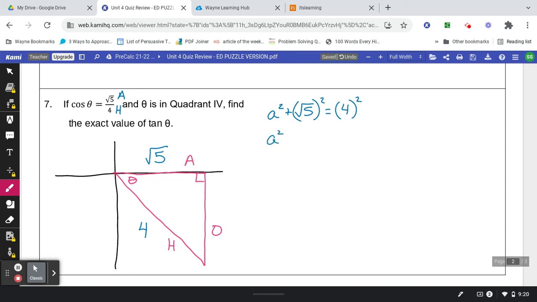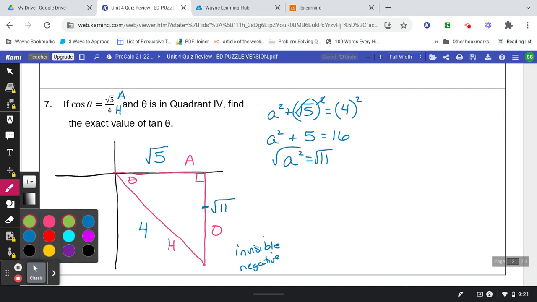For the square root of 5 squared, the square root and square cancel because they are opposites. Just leaving you a 5, and then 4 squared is 16. Subtract 5 and square root. Square root 11 would give you a decimal, so we want to leave it as the square root of 11. And one thing to notice here, this is an invisible negative. Notice anytime you go down or left, you have to have an invisible negative. So it's a negative that shows up, but only on the triangle. Negative square root of 11.